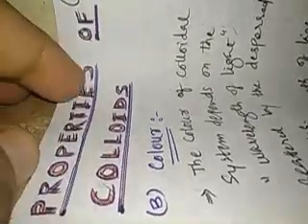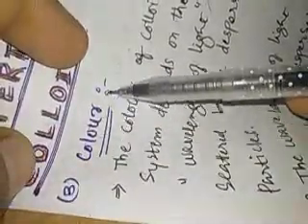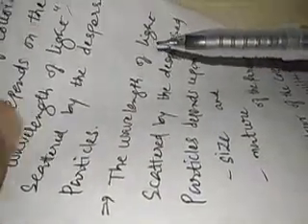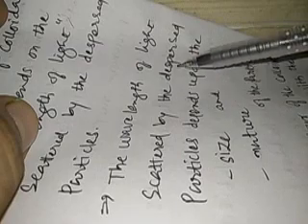Let us study the various properties of colloids. The third property is about the color. The color of colloid system depends on the wavelength of light scattered by the dispersed particles. The wavelength of light scattered by the dispersed particle depends upon the size and nature of the particles.